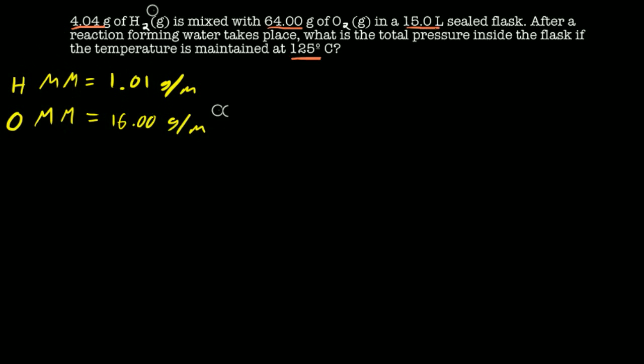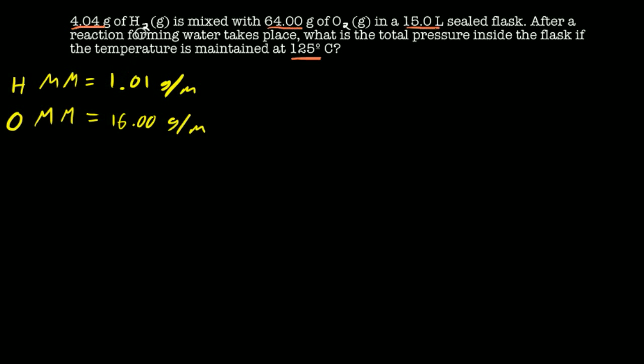If you want to pause the video and try to figure it out on your own, otherwise I'm just going to start getting into it. So we have 4.04 grams of H2 gas. The first step that we're going to take is to figure out how many moles of hydrogen and how many moles of oxygen we have. So how many grams per mole of the molecular gas do we have?